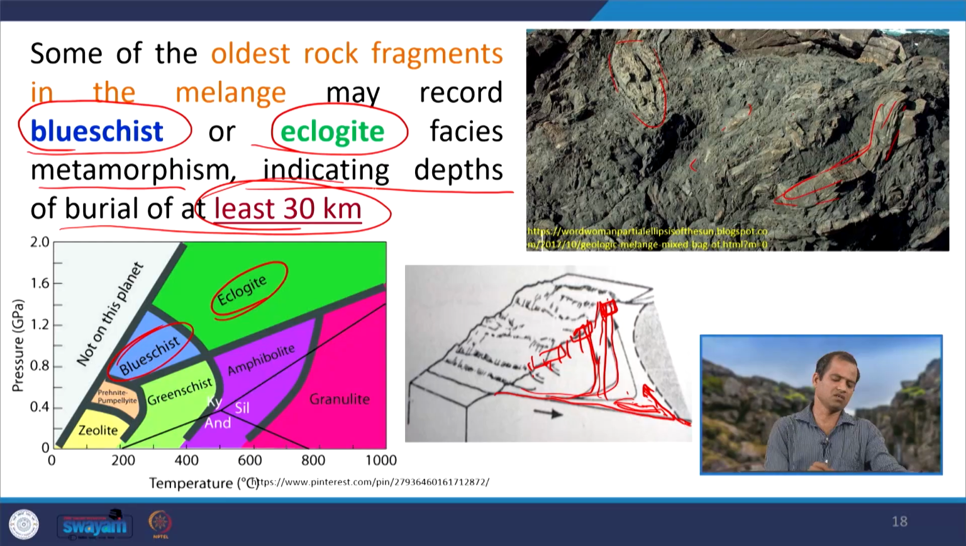So, that is all about your trench sediment, all about your accretionary prism.